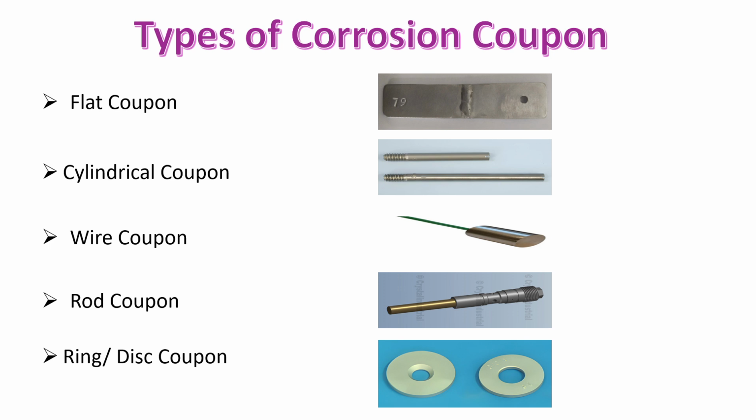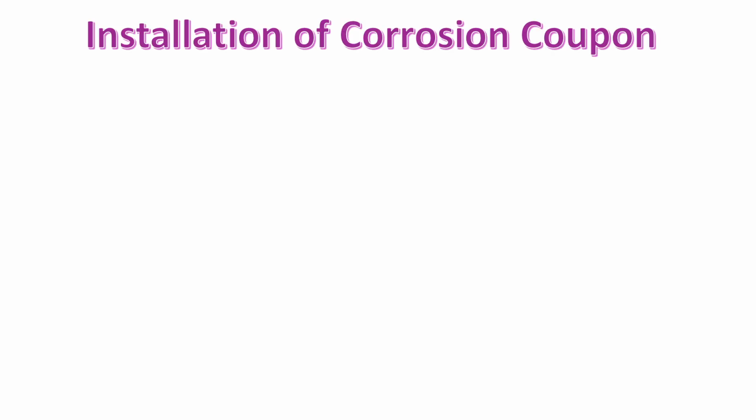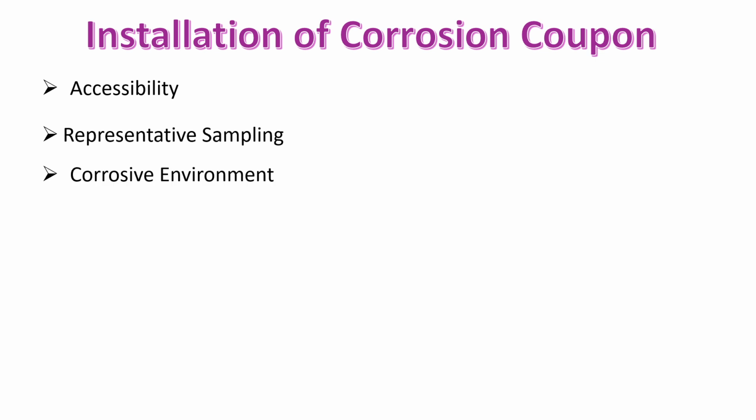Okay. Next, our focus is how and where to install the corrosion coupon. First is accessibility. The coupon should be installed in such a place that it can be easily accessed for monitoring and removal. Representative sampling. The coupon should be placed in a location that is representative of the corrosion rate of the entire system. Okay, it should not be in a corner or anything. This may require multiple coupons to be installed in different locations within the equipment.